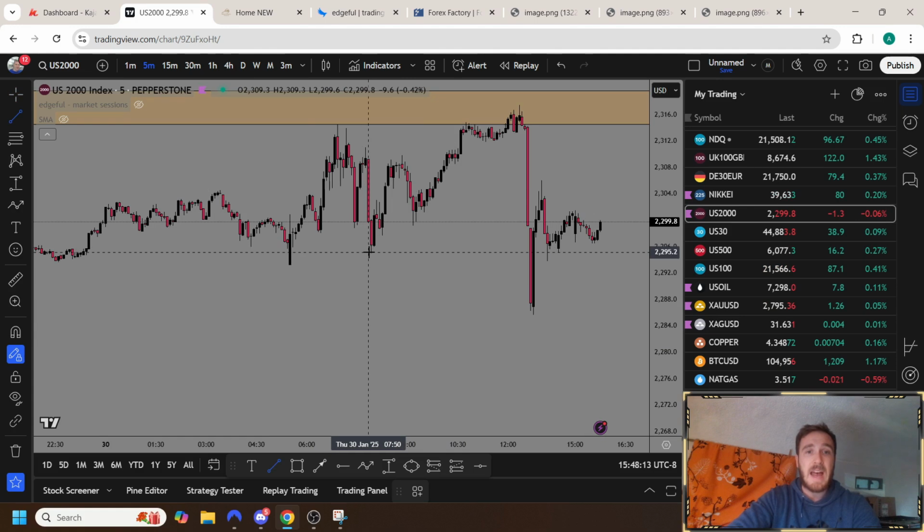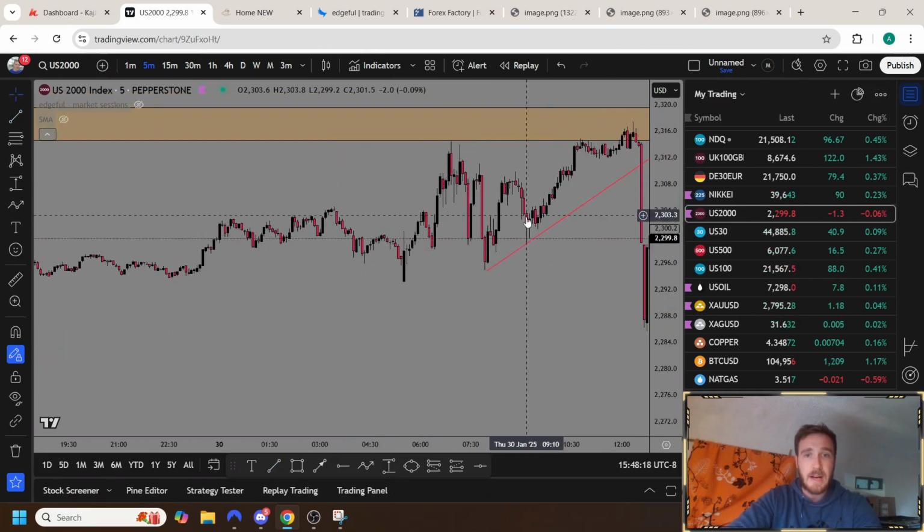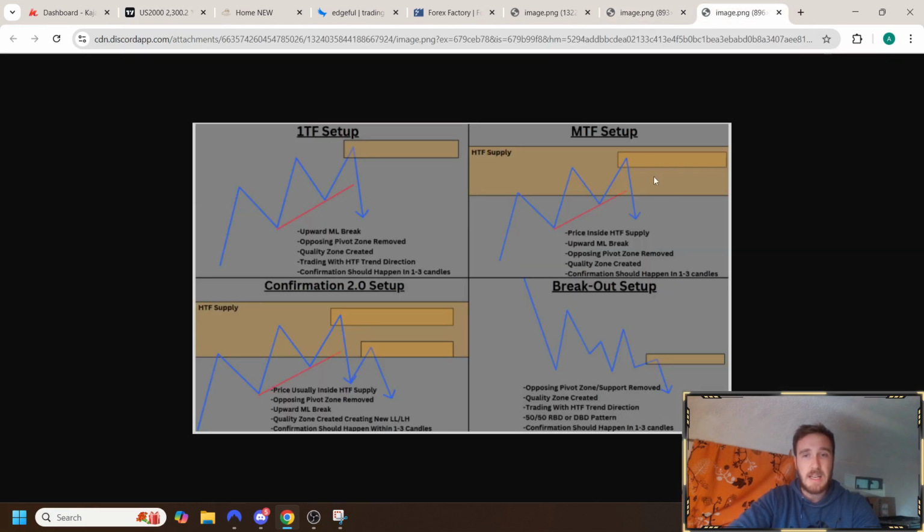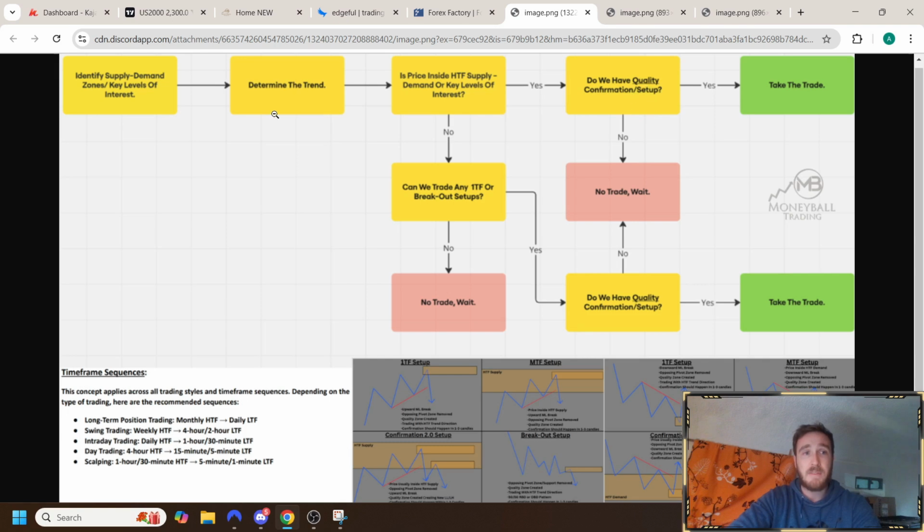In this case, we have the confirmation, right? Break an upward structure, higher highs, higher lows, big sell-off. This is exactly what you see here. We have the break in momentum line, we have prices removing that pivot point zone, and we have a strong quality zone being created.